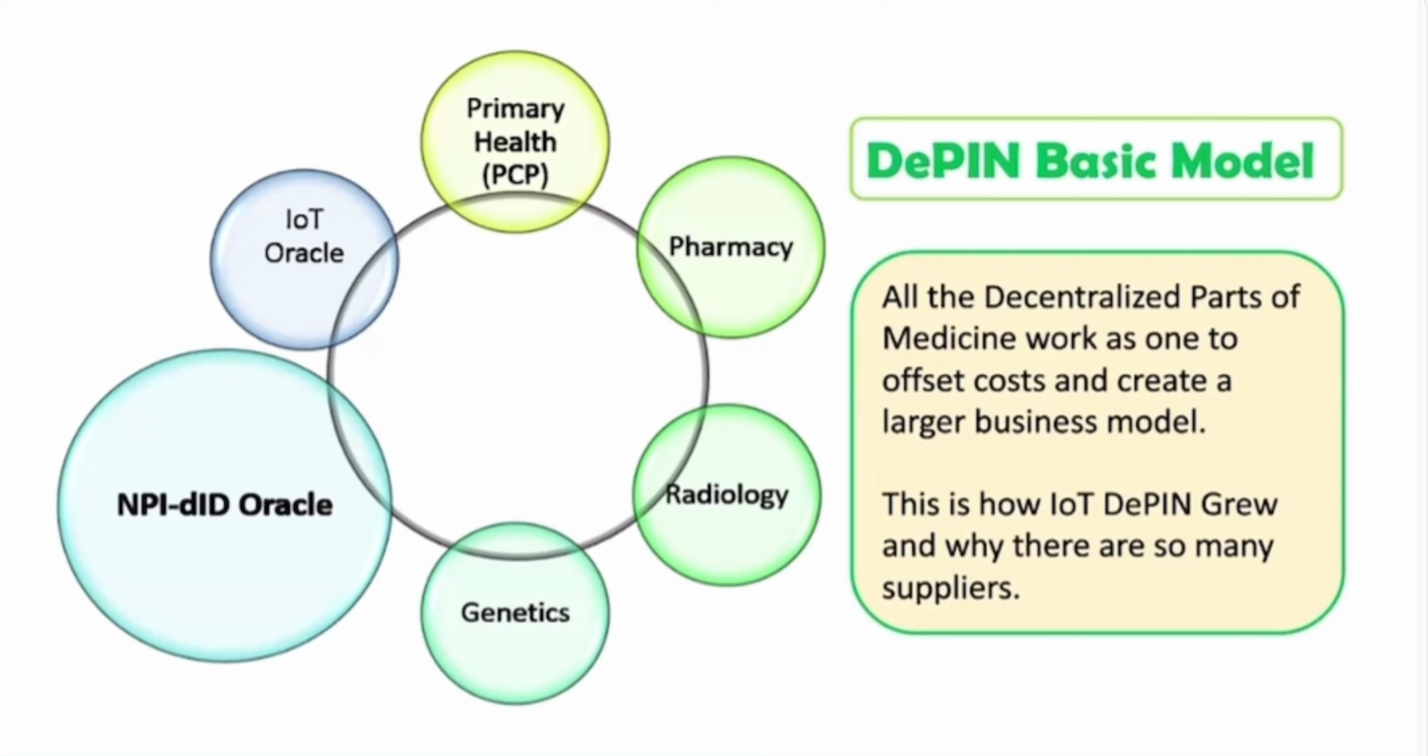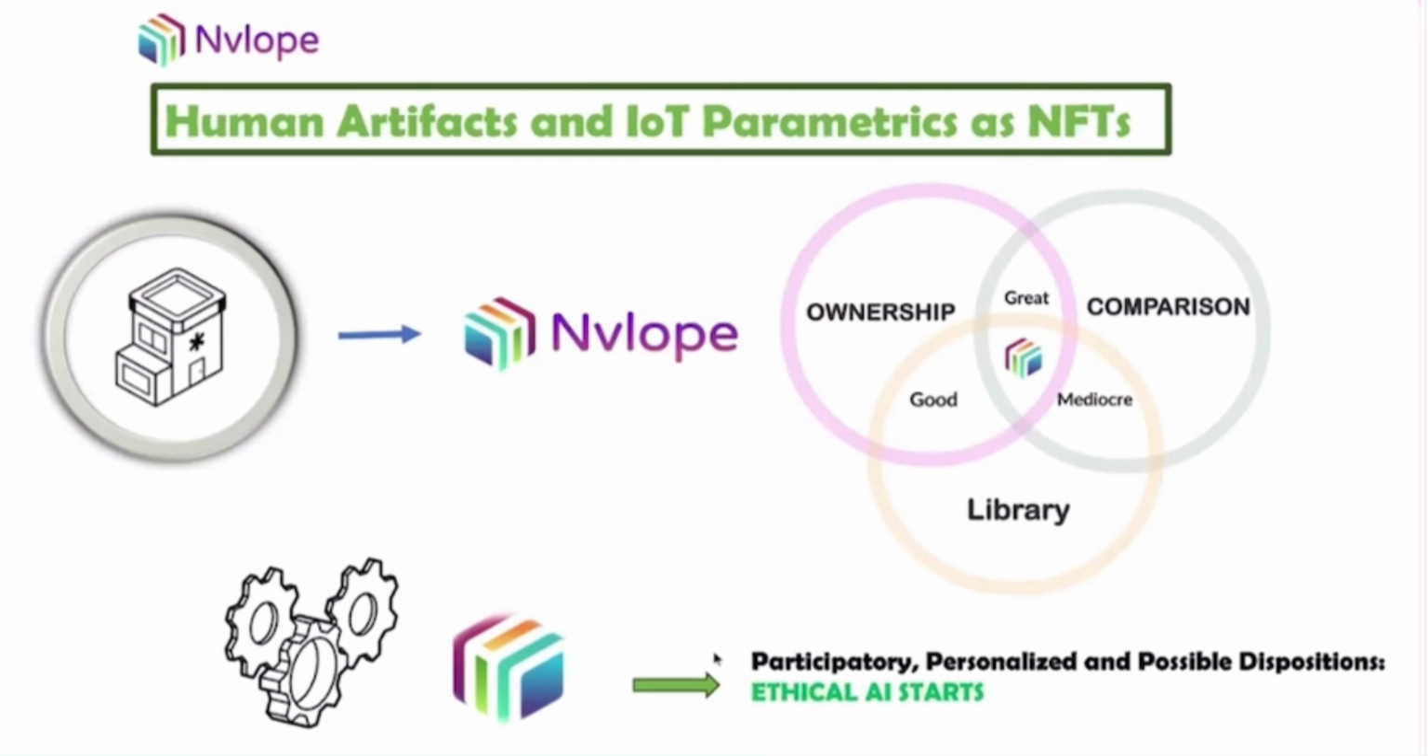And so you have the idea that you can decrease the cost for a patient to transport themselves back and forth to a hospital, to start to be able to confirm participatory, personalized, and possible dispositions. And this is where our ethical AI starts, through P2795, P2933, ISO TC 307, and some other ITU, and of course NIST guidelines for IoT.